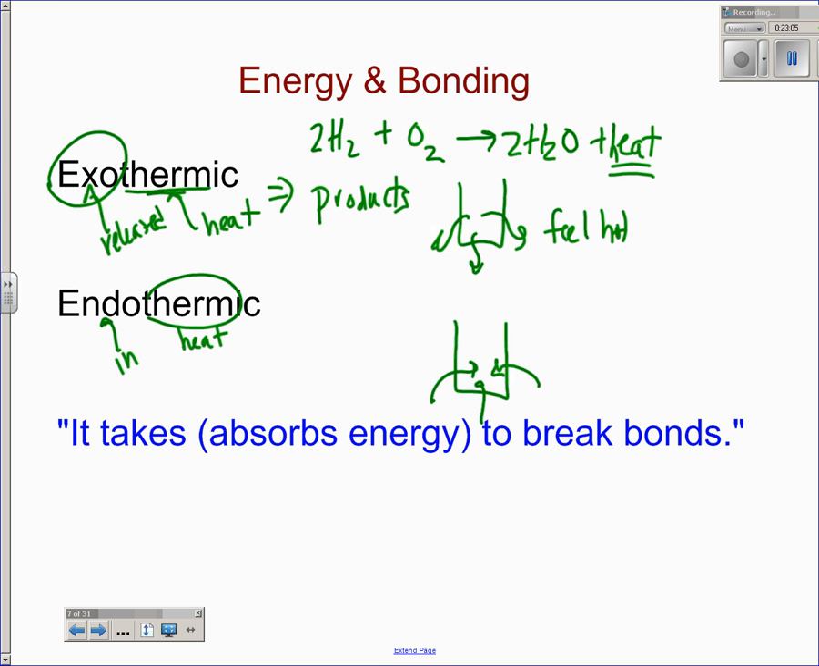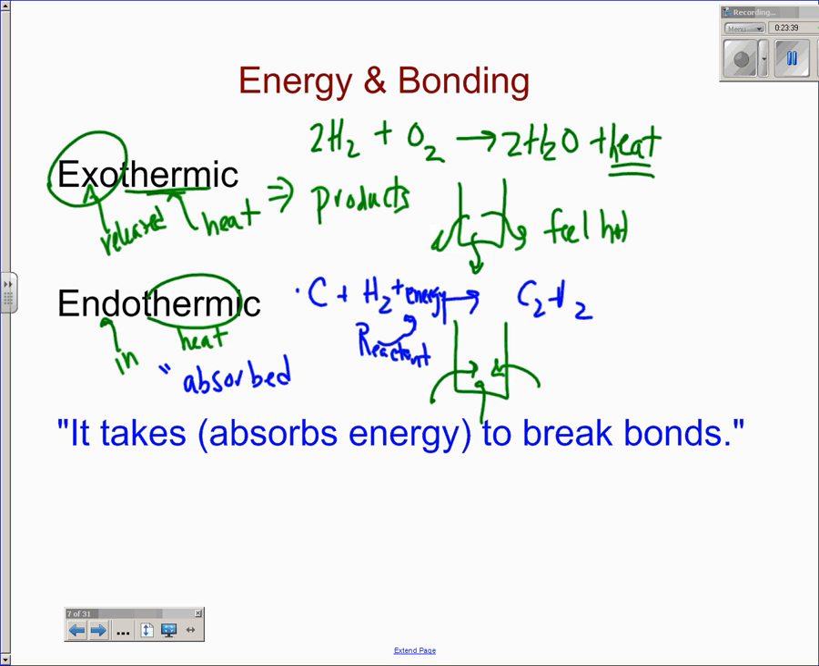So say we have carbon plus hydrogen yields C2H2, and that is an endothermic reaction. We're going to put energy this time, or heat, or kilojoules, on the reactant side. Do you see it there? It's on the reactant side, R for reactant, by the way, instead of the product side. Why is it on the reactant side? Because heat is going in, or the big word is that it's being absorbed.